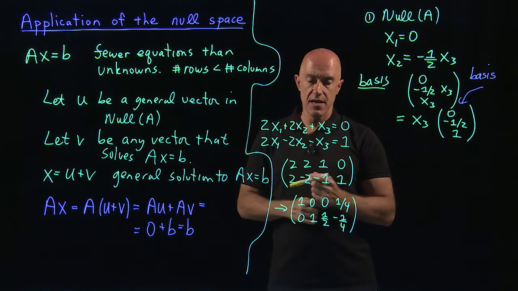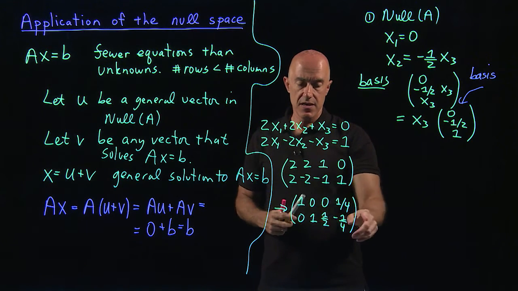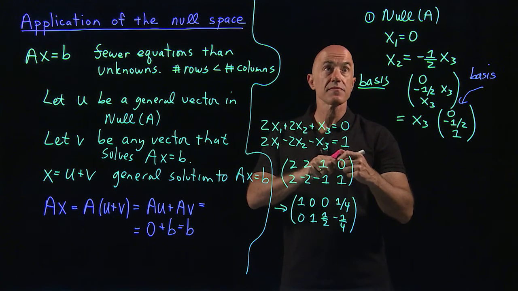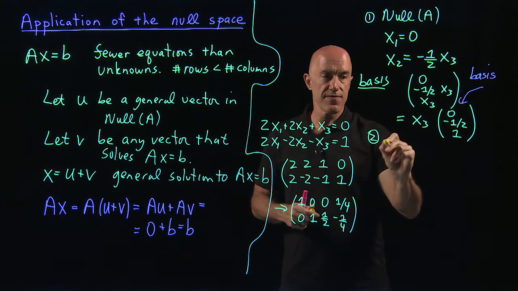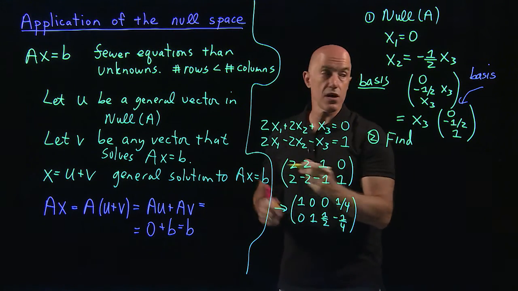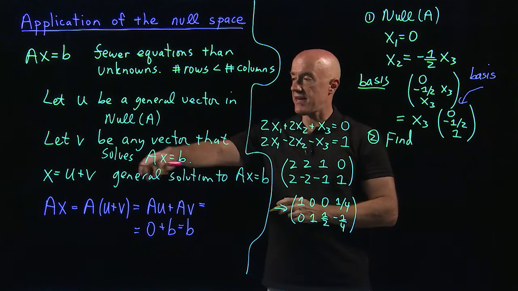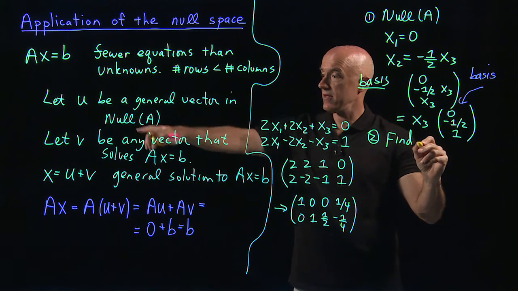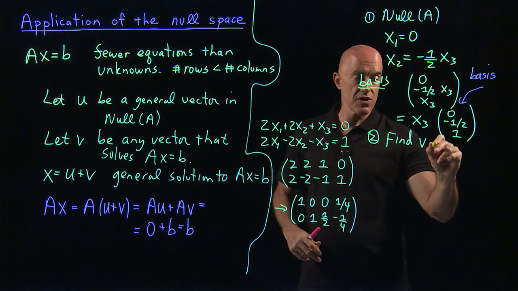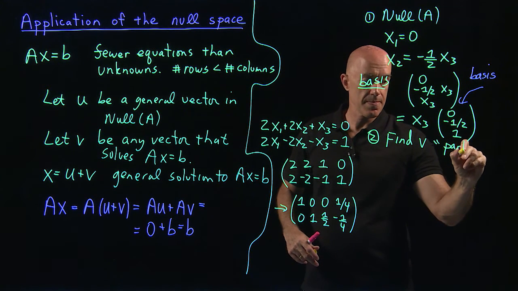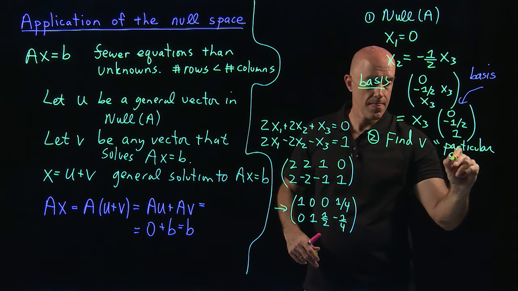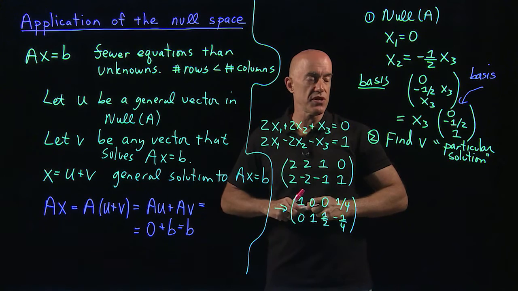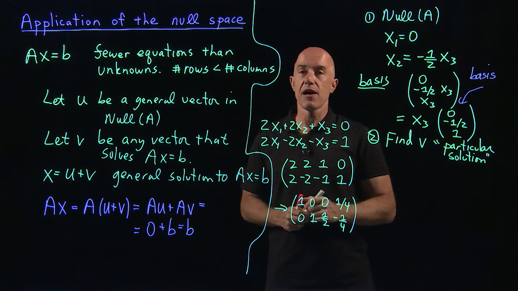So we need to find any vector which satisfies this equation. So we have two equations here. We have the second step then, which is to find this vector that satisfies Ax equals b, the particular solution. Here we called it V, which I'm going to call the particular solution. Okay, because that's the word I use in differential equations for a similar type of problem.